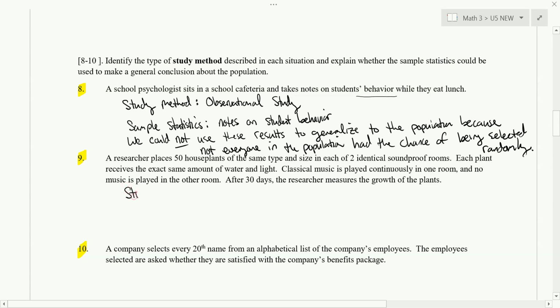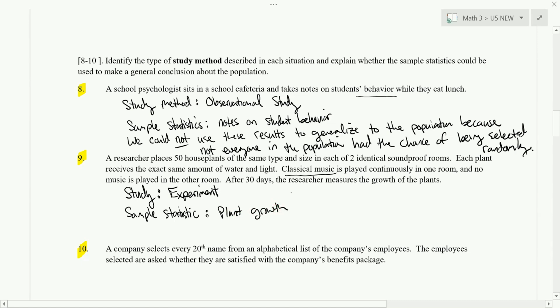So the study here is an experiment. And what makes it an experiment is treatment was imposed. And the treatment is the classical music. So one set of plants got the classical music, the other set of plants didn't. The statistics gathered was the growth of the plants. So the sample statistic is growth.